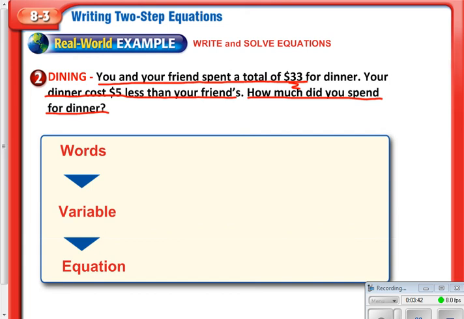So in words, we're going to write this out again. You'd have your friend's dinner plus your dinner, and that would equal your total bill of $33.